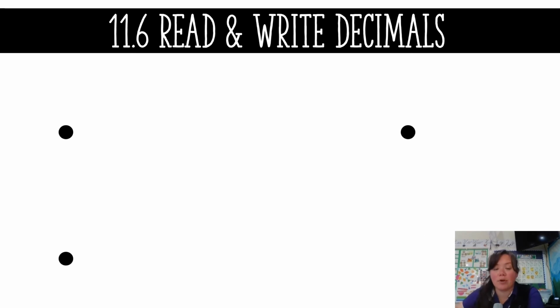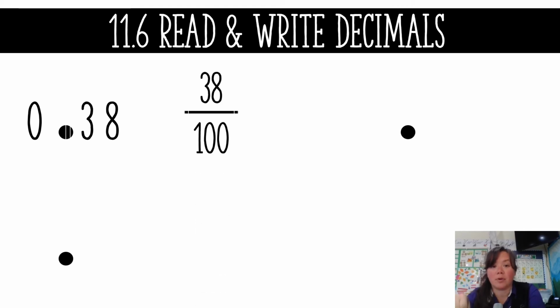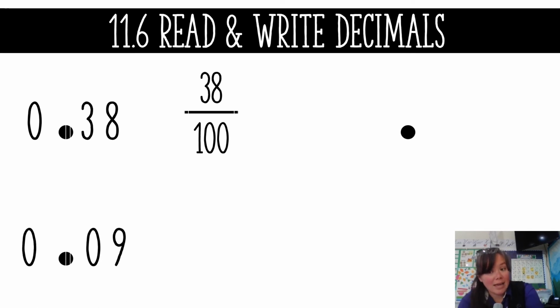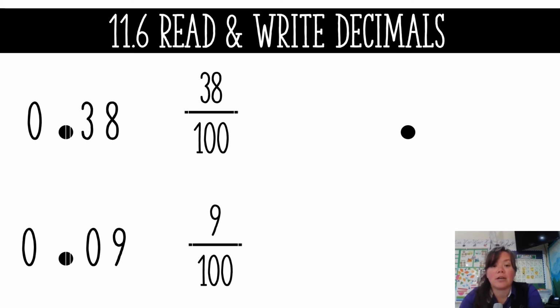Let's do more. This time we're going to start with the decimal and change it to a fraction. So let's start with 0.38, otherwise known as 38 hundredths. So it would look like this, 38 over 100. Let's do another one. 9 hundredths, 0.09 would look like this, 9 hundredths.